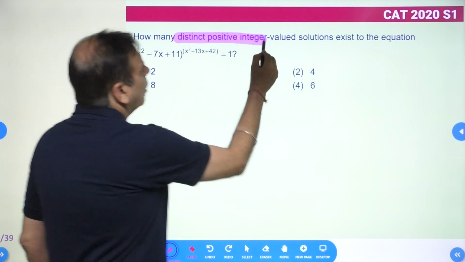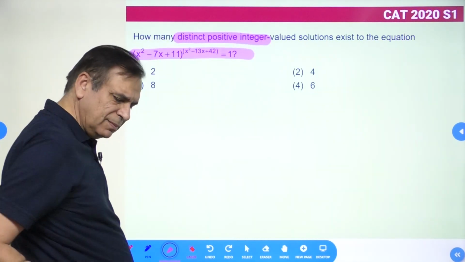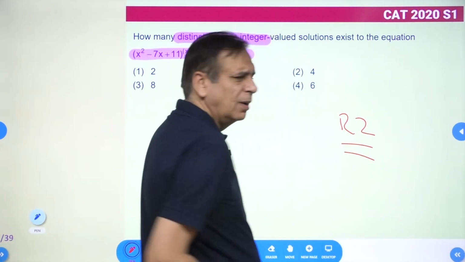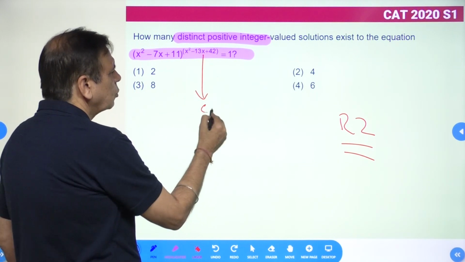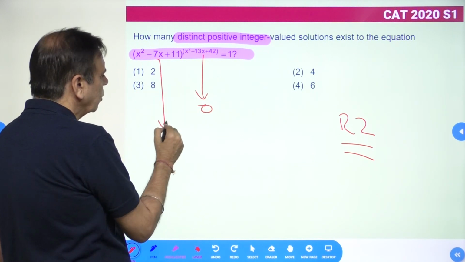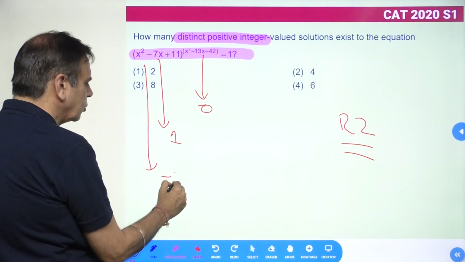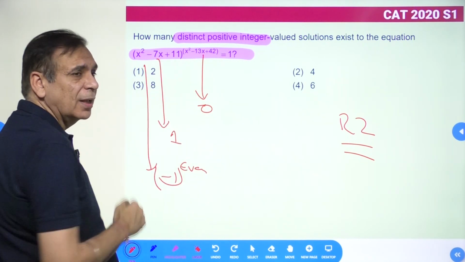How many distinct positive integer valued solutions exist for this equation? Okay. Down to question ना. क्यों? काम कराएगा. What does it? क्या काम करने का? पहला केस होगा, this has to be equal to 0. Second case will be this has to be equal to 1. Third case will be this has to be equal to minus 1 with an even power. So 3 equation का solve करनी होगी.